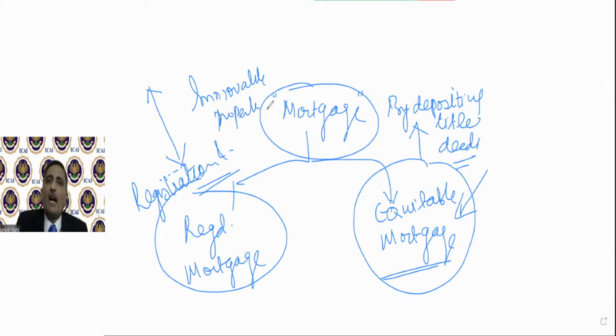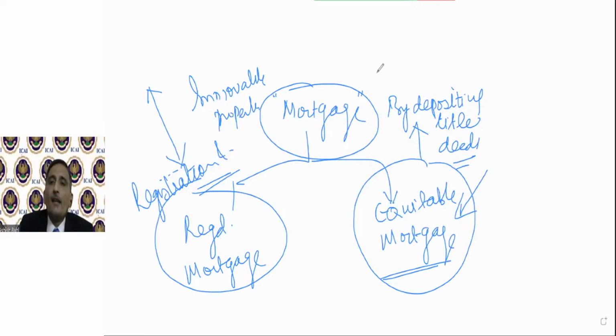When I mortgage my house with the bank for availing some loan, then I create an equitable mortgage. Registered mortgage is also a mortgage, but here a separate agreement has to be entered into and it has to be registered. You can understand that much.